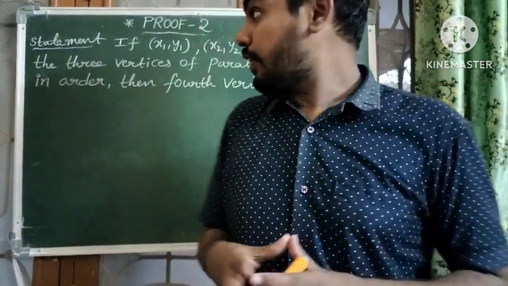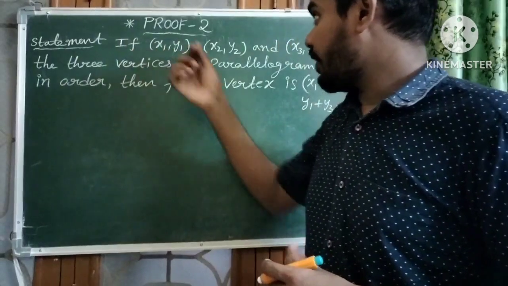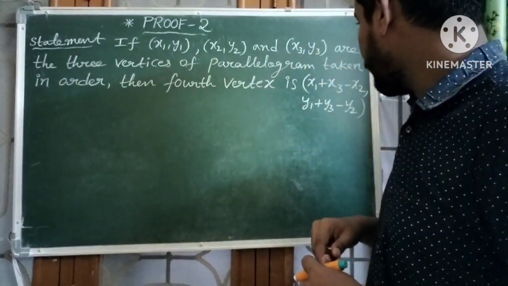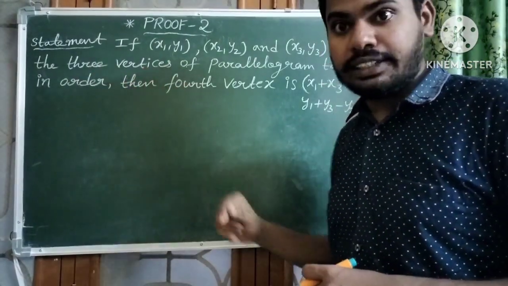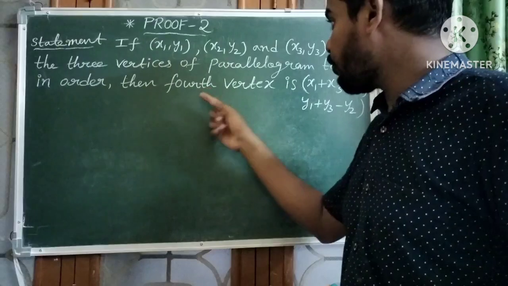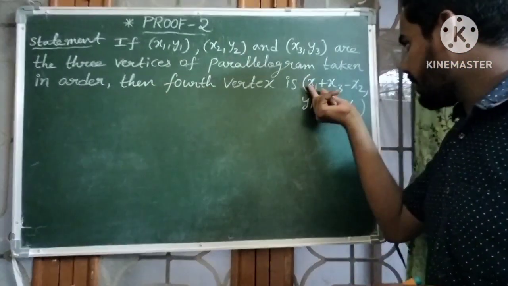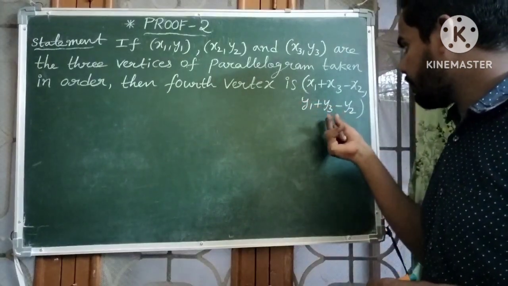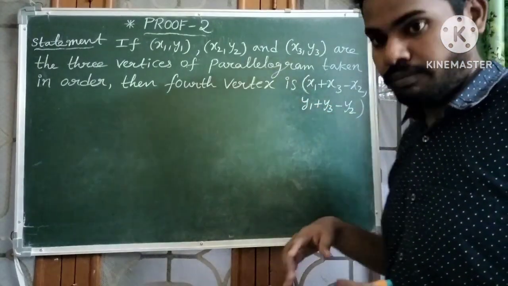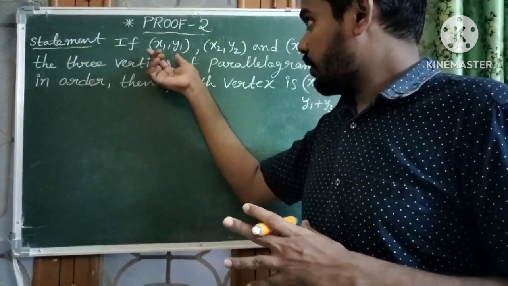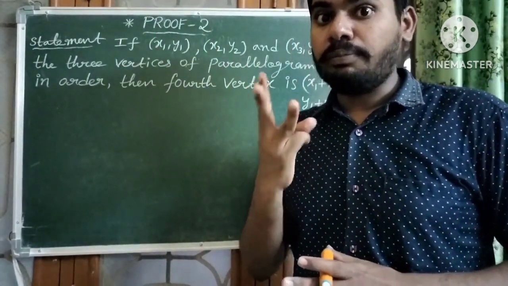Okay, next proof. If x1 comma y1, x2 comma y2 and x3 comma y3 are three vertices of a parallelogram taken in order, then the fourth vertex is x1 plus x3 minus x2 comma y1 plus y3 minus y2. So here, given three vertices of a parallelogram.